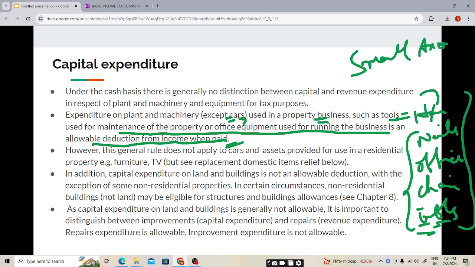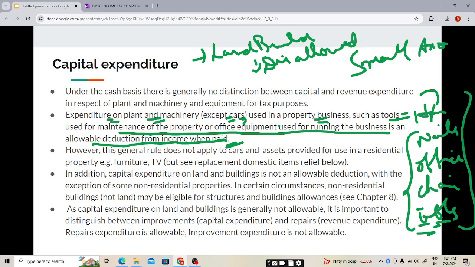So what capital expenditure will be allowed? Capital expenditure for land and building is disallowed, as those are not plant and machinery. Expenditure on plant and machinery is allowed. Plant and machinery does not cover cars, which have separate rules. Plant and machinery must be used wholly and exclusively for the purpose of the property business. Clear with this.